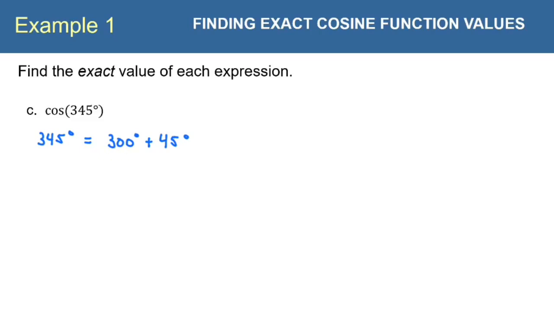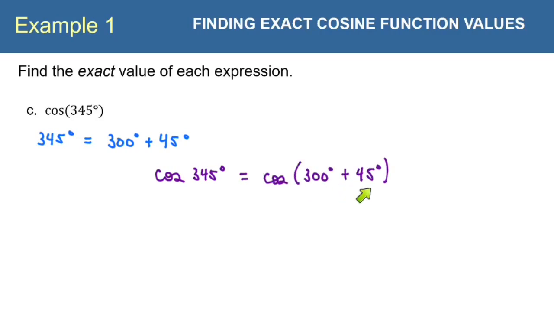We also could have gone with 315 plus 30. That would also add up to 345, and there are lots of others. But you just choose the one that is the most obvious to you, so that's what I've done here. And then we can write cosine of 345 degrees as cosine of 300 degrees plus 45 degrees.